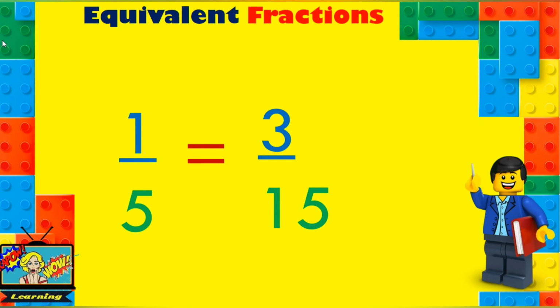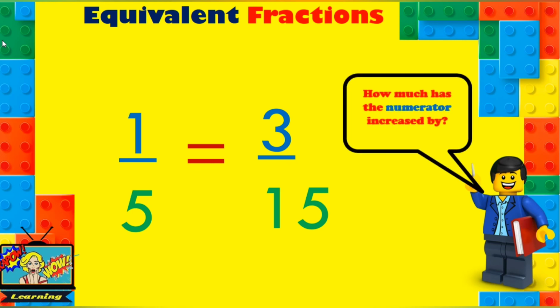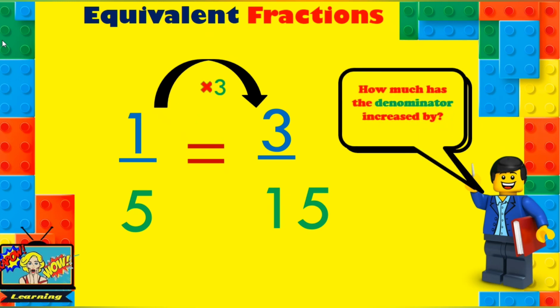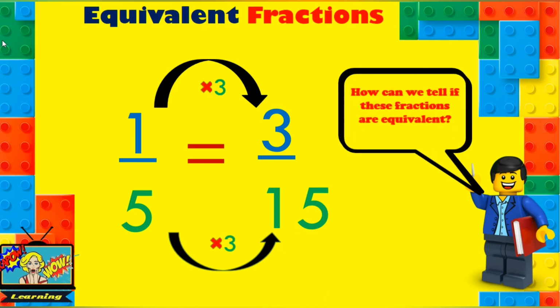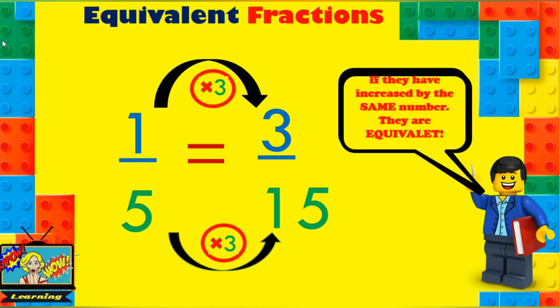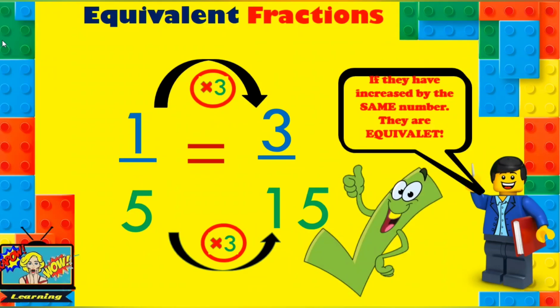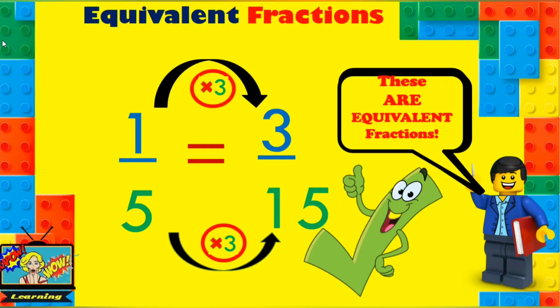1/5 is equal to 3/15. Is this equivalent or not? You can pause and then answer. How much has the numerator increased by? So 1 times 3 equals 3. How much has the denominator increased by? So 5 times what equals 15? 3. Excellent. How can we tell if these fractions are equivalent? Yes, now remember, if they have increased by the same number, they are equivalent. And yes, they are, because the numerator has been multiplied by 3 and the denominator has been multiplied by 3. So these are equivalent fractions.